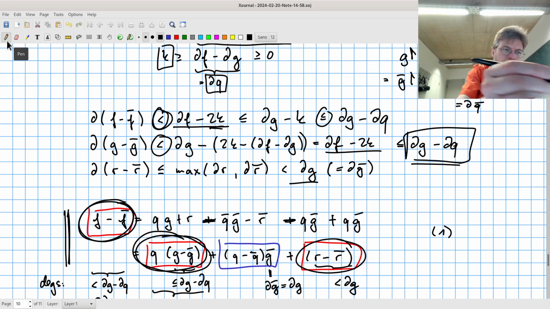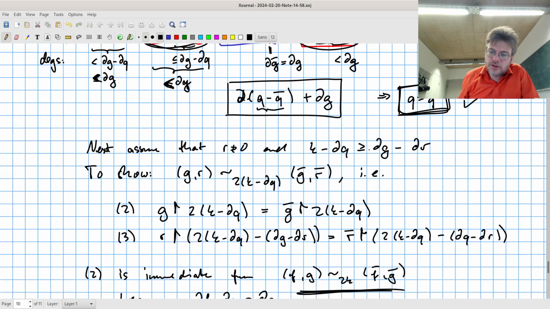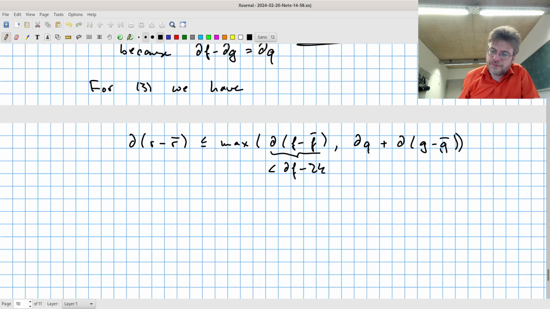Okay. I want to use this one here. It's also true. So this is less than, then it matches with this. So this is the degree of f minus 2k. And we see now what the maximum is. The maximum is the second one because they are the same, except that here this comes extra.